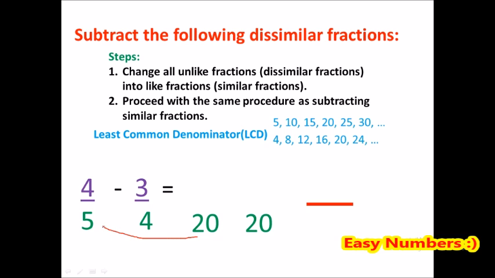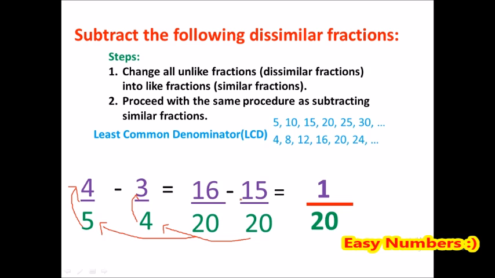20 divided by 5 is 4. 4 times 4 is 16. So we're going to have 16. 20 divided by 4 is 5, times 3 is 15. So we can now have similar fractions, and then let us subtract. 16 minus 15 is 1. Then copy the denominator, which is 20.